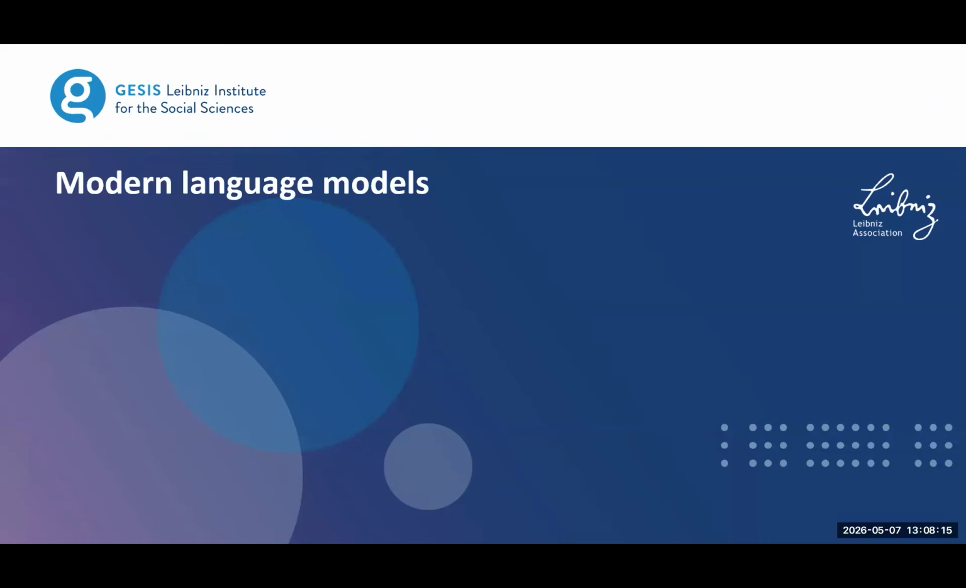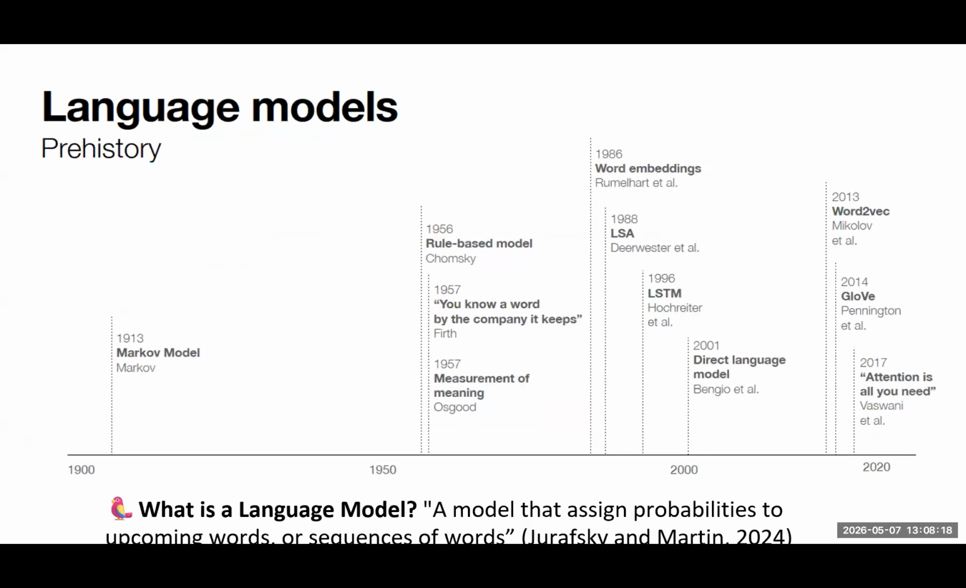So what are modern language models actually? Language models are not new. Here you see the full history from over 100 years ago until now. The first language models already came into play in 1913. What you see here is the Markov model. More generally, a language model is a model that assigns probabilities to upcoming words or sequences of words. So it's a very, very general concept.